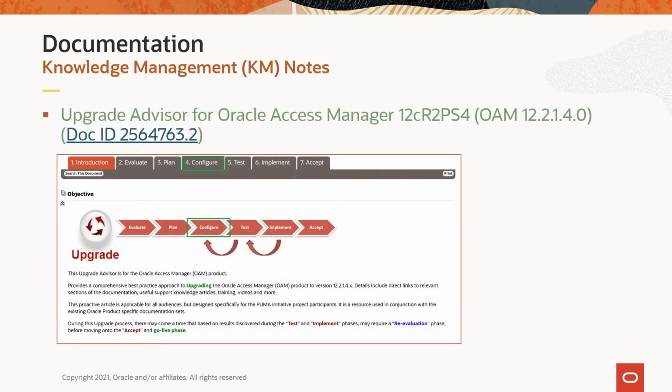The primary KM resource used for upgrading OAM is the Upgrade Advisor Guide for OAM 12.2.1.4.0. Think of it as a one-stop shop for the OAM upgrade. It is a compilation of KM notes and the Oracle product documentation. It is very detailed, and it has several other references to additional resources that you may find useful.